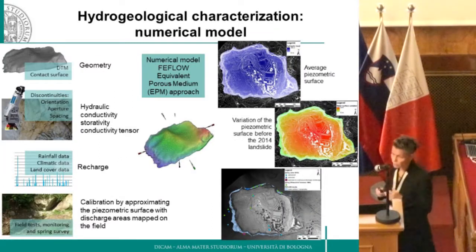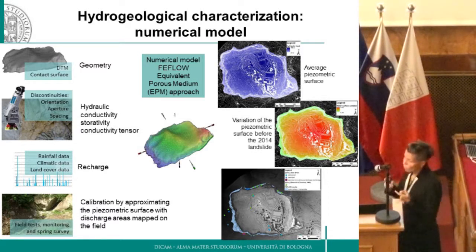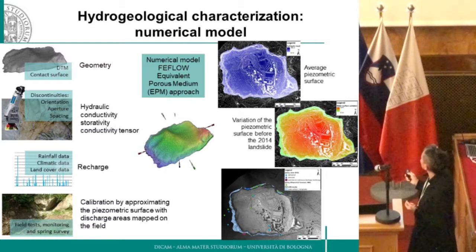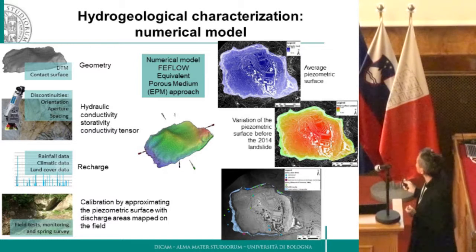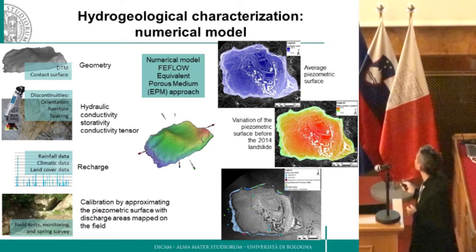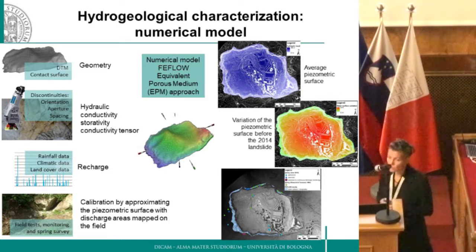So we also did some tests in the field in order to gain data about the permeability of the rock mass and all the features of the aquifer, like storativity. We did an analysis of the rainfall and the climatic data, and we did some monitoring on springs, on piezometers, and also some field tests to have an idea about the permeability. And this allowed the hydrogeological model to be built.